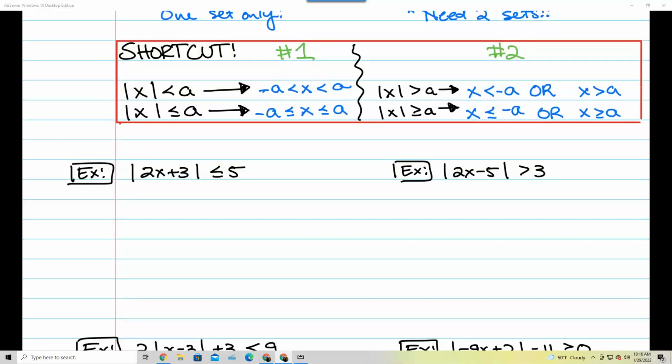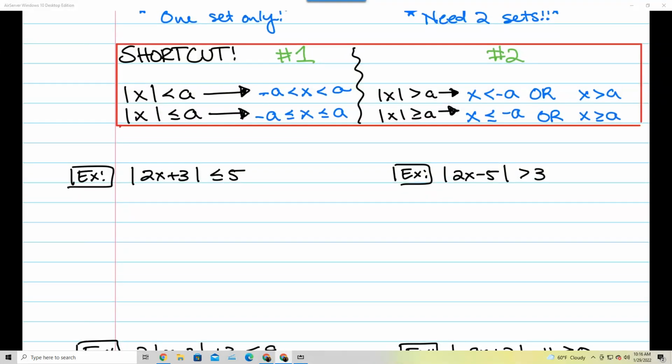The next question I'm going to ask is, should I be using shortcut number 1 or shortcut number 2? Because I have a less than or equal to, that's going to match up with this one, which means I should be using shortcut number 1, which means I'm going to be able to sandwich that between the two numbers. How do I do that? Well, I'm going to take my number, that 5, and swing it to the front, and in swinging it to the front, it makes it a negative. So what am I going to write? I'm going to write negative 5.